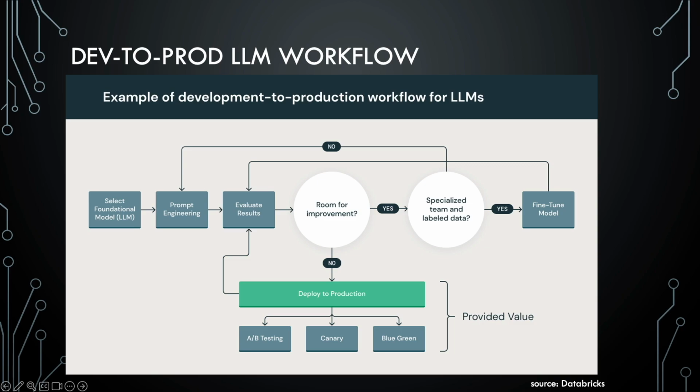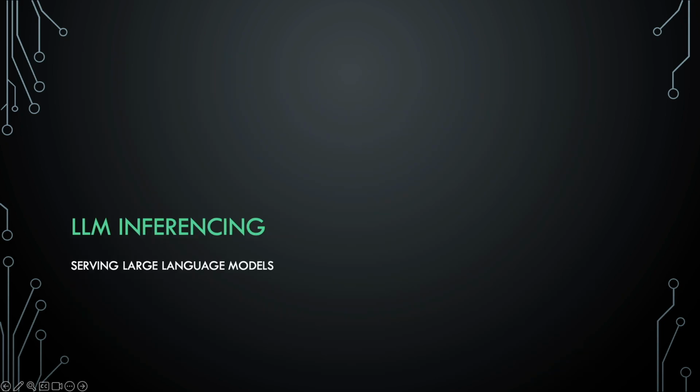If we aren't able to achieve the desired results using only prompt engineering or other non-fine-tuning based techniques like RAG, then we will fine-tune the model with the assistance of specialized teams and labeled data. Once we're happy with the model's output, we deploy the model into production. We can then use the same deployment patterns we've seen earlier in this class, like A/B testing, canary releases, and blue-green deployments. Let's discuss how we go about serving our large language models.